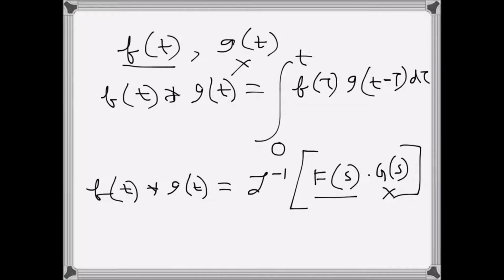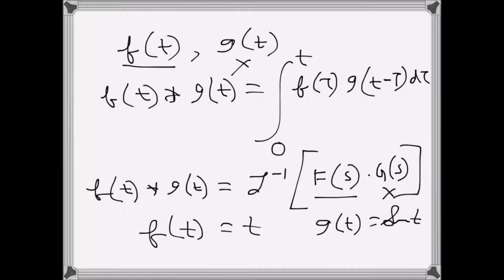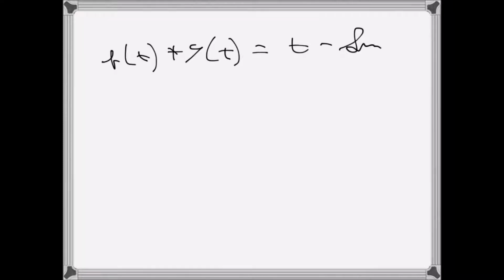So we will do an example. We will do the one that we did before in the previous video. So f(t) was t in that one, and g(t) was sine t. In the previous video we did that, and the convolution f(t) * g(t) was t minus sine t. Please check the previous video, we did that. So here we will apply the convolution theorem.